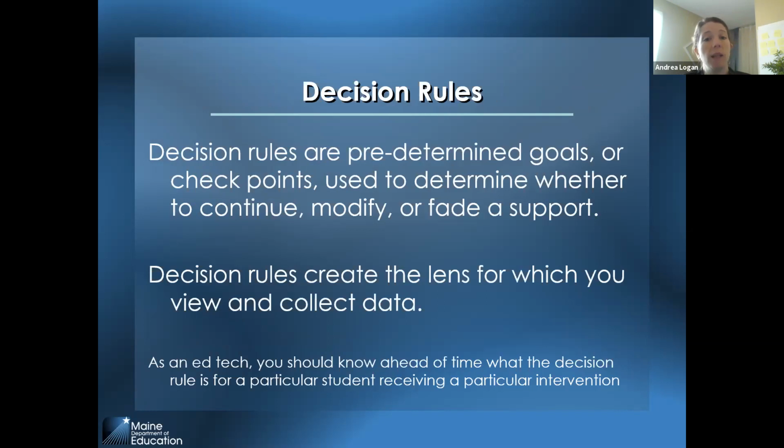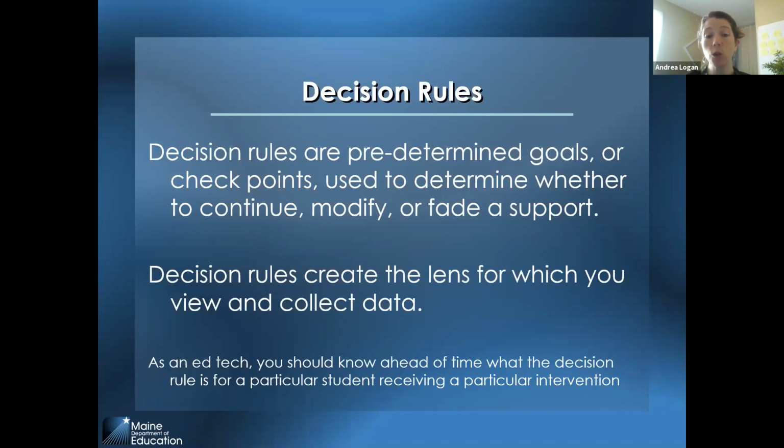So the next part of the data conversation is decision rules. Decision rules are predetermined goals or checkpoints that are used to determine whether to continue, modify, or fade a support. Decision rules create the lens through which you view and collect data.